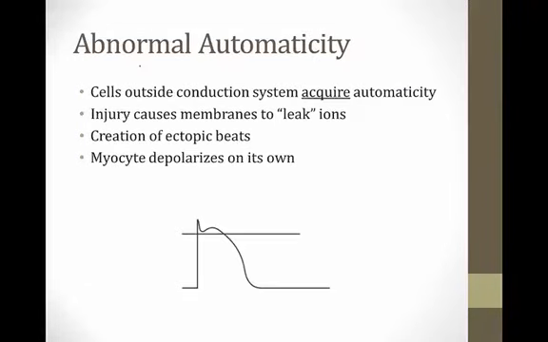Let's talk about abnormal automaticity first. This occurs when cells outside the conduction system acquire automaticity, meaning they acquire the ability to depolarize on their own. This often happens when there's some form of injury that causes membranes to leak ions, although it can occur in other circumstances as well. And it creates ectopic beats when myocytes depolarize on their own outside of the control of the normal conduction system and the SA node.